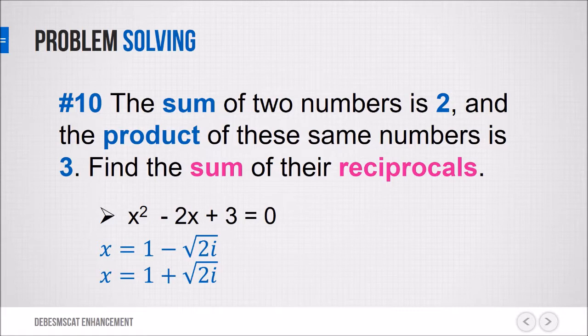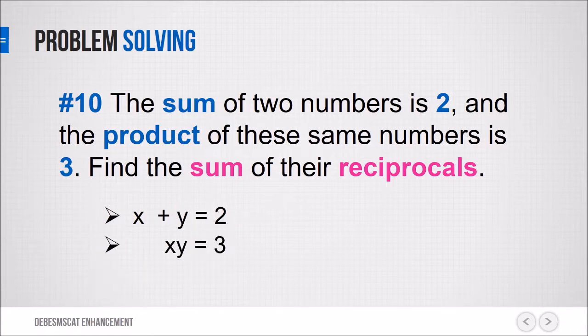Now, there is a simpler method for solving the problem, and that method doesn't require you to get the values of x and y. Let's go back to our previous equations, x plus y equals 2 and xy equals 3. Now, we have a third equation. If you notice, we have the expression for the sum of the reciprocals. If we write that down, we don't need to complete the equation. Actually, it's not an equation, it's an expression. We don't need to complete it because it's what's required of you.